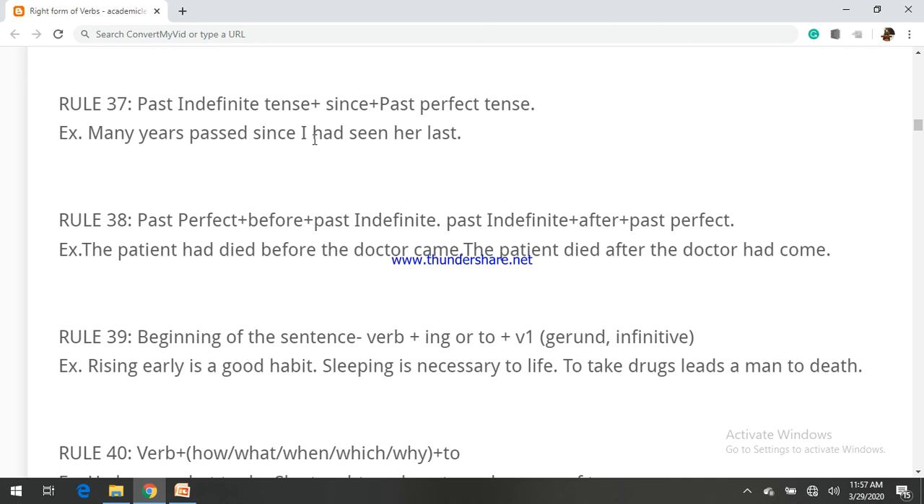Rule 37: past indefinite tense plus since plus past perfect. If past indefinite is at the beginning, before since, then after since you have to use past perfect tense. Let's see, before since, many years passed, past indefinite, and after since, past perfect, had plus v3.